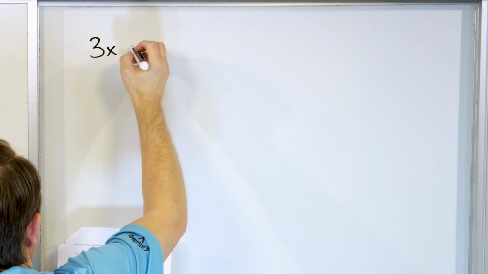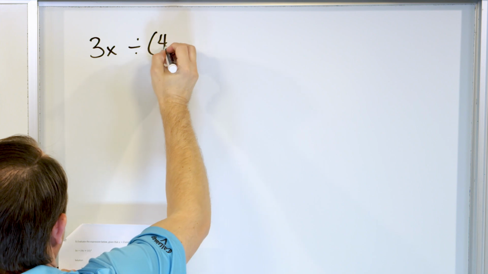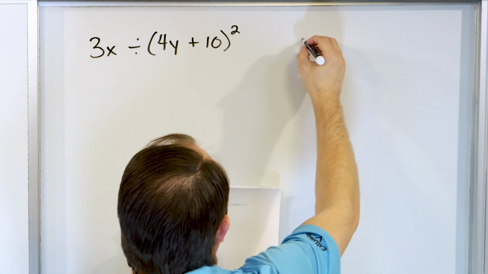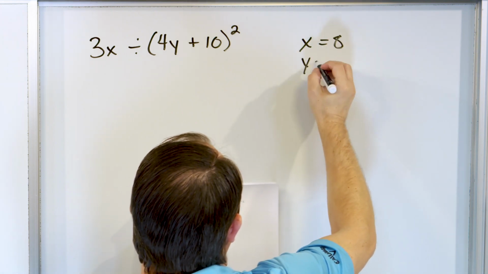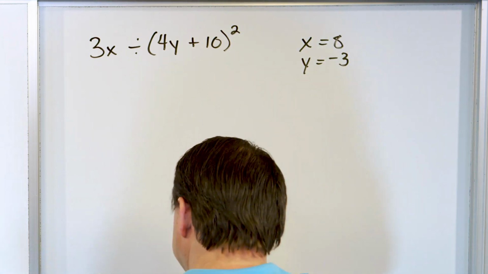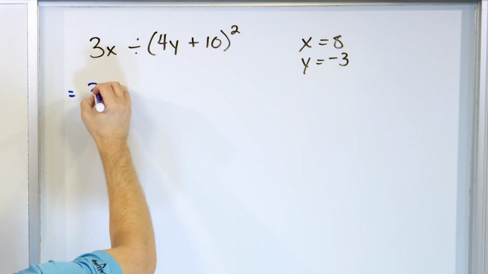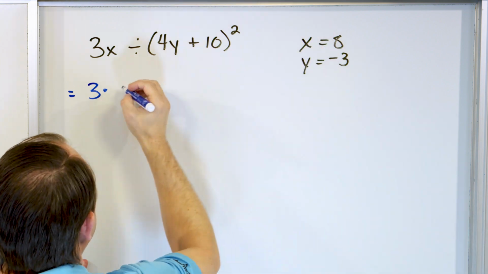3 times x divided by parentheses 4 times y plus 10 quantity squared, and I'm going to tell you that x is equal to 8 and also that y is equal to negative 3. So we're going to take these variables and put them in their positions. 3 times x means 3 times 8.